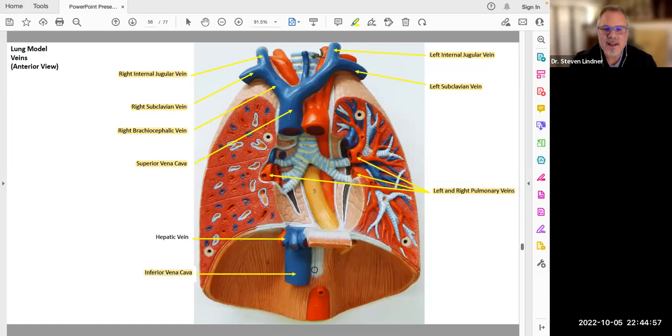Here's the inferior vena cava underneath the diaphragm, and the hepatic veins lead right into the IVC. So remember, hepatic portal vein leads into the liver. The liver does its cleansing and detoxification, then has to find a way to bring that blood back to the inferior vena cava, and it does so using the hepatic veins.